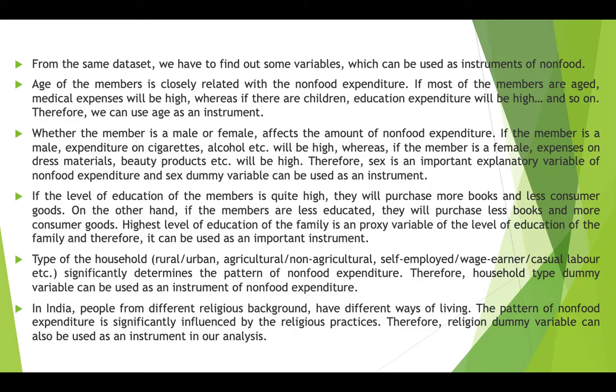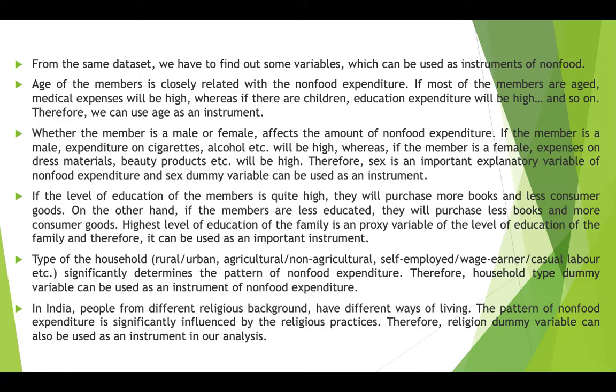So, level of education is another such variable. If the level of education is quite high, then people will purchase more books, fewer consumer durable goods, etc. On the other hand, if members are less educated, they will purchase fewer books and more other things such as consumer durables. So, the highest level of education in a family is a proxy variable of the level of education of the family, and therefore it can be used as an important instrument.